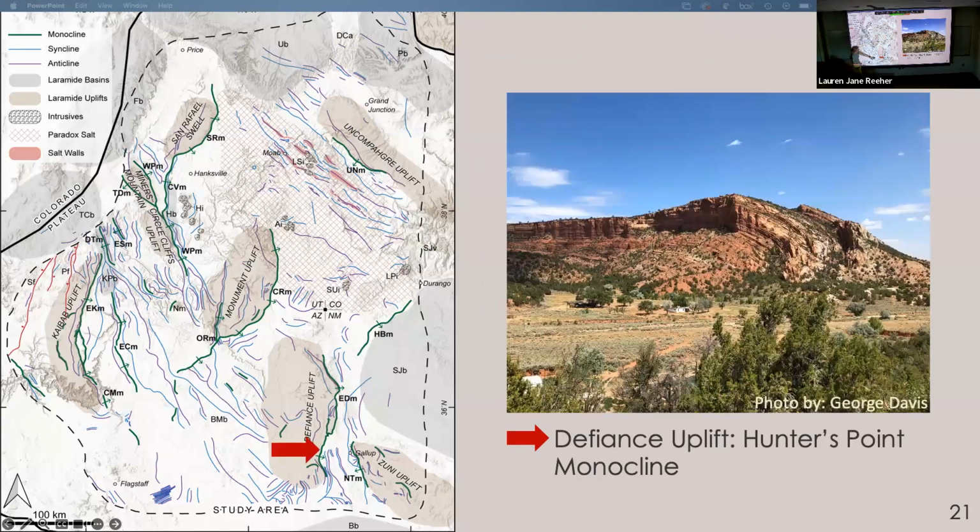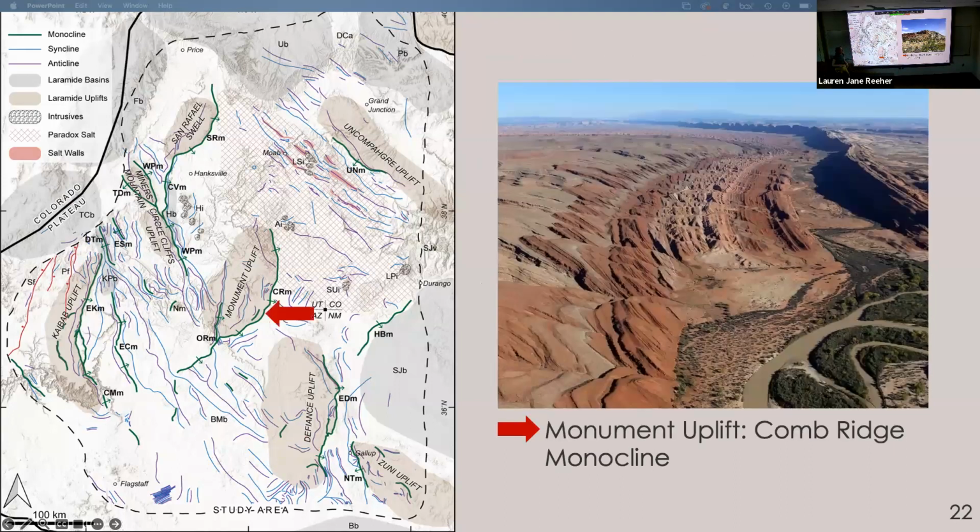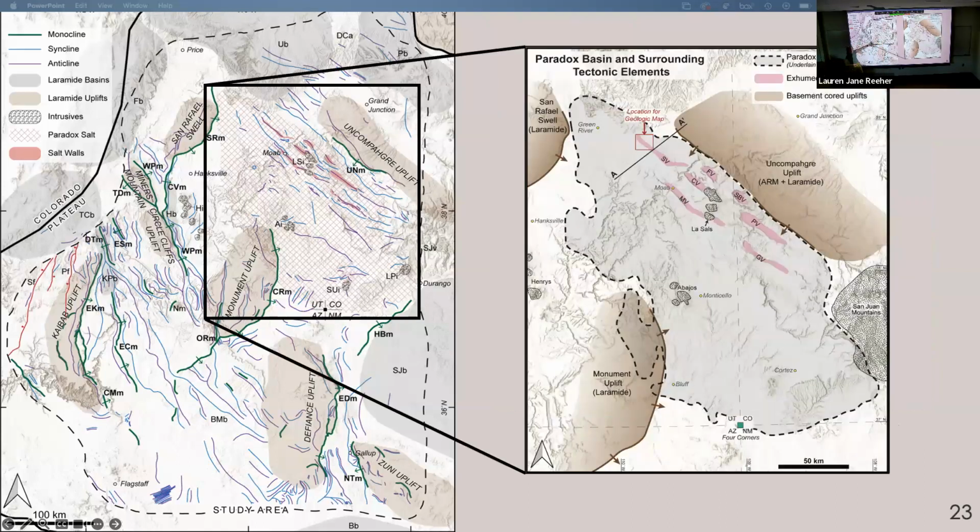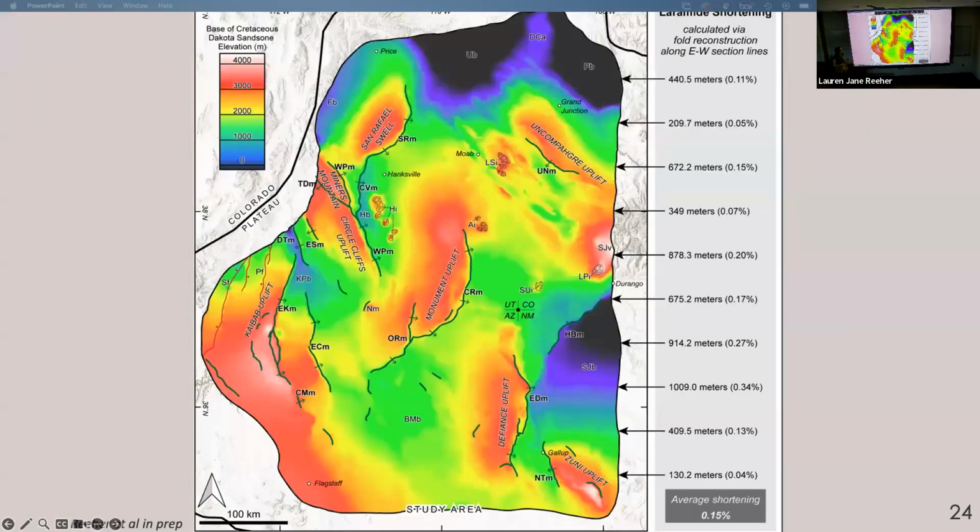So this is just an example of what Laramide deformation looks like in other parts of the plateau. This is what you typically think of. This is the Hunters Point monocline. So you see this gently dipping back limb and steeply dipping front limb. And these are cored by basement involved uplifts. And they trend, this is the Comb Ridge monocline, they can trend for hundreds of kilometers. So we're seeing a significantly different style of deformation happening in the basin at this time.